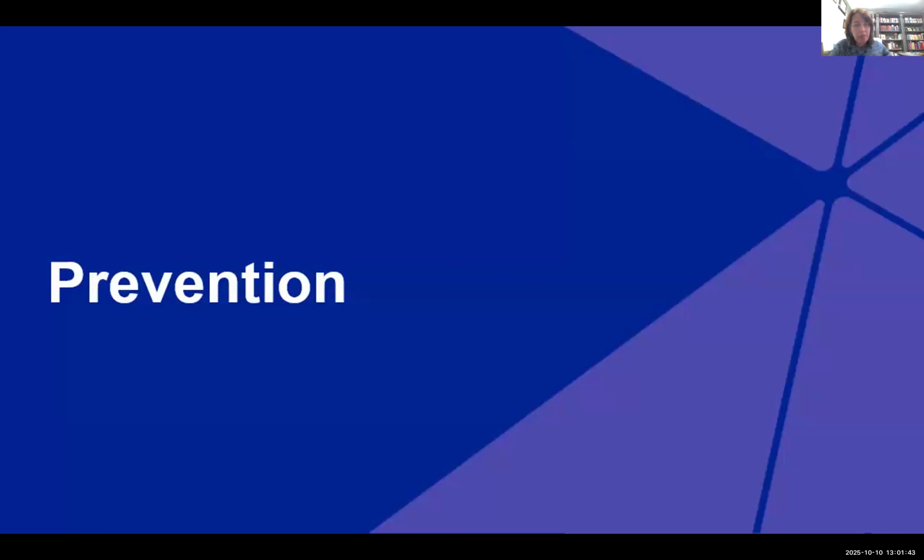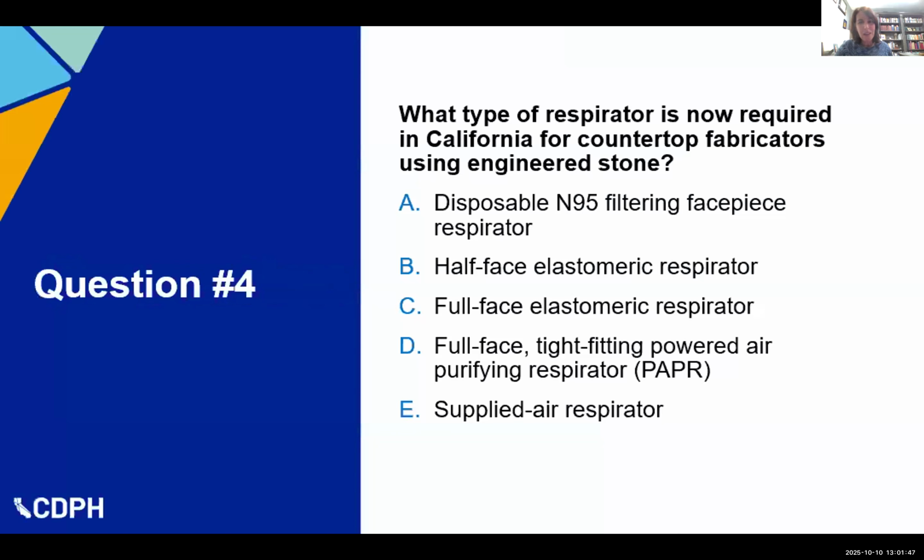So let's talk now about prevention. Question 4, what type of respirator is now required in California for countertop fabricators using engineered stone? Is it disposable N95 filtering facepiece respirator, a half-face elastomeric respirator, a full-face elastomeric respirator, a full-face tight-fitting powered air purifying respirator or PAPR, or a supplied air respirator?